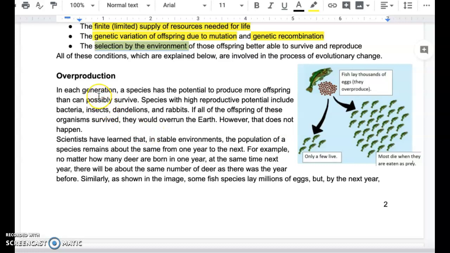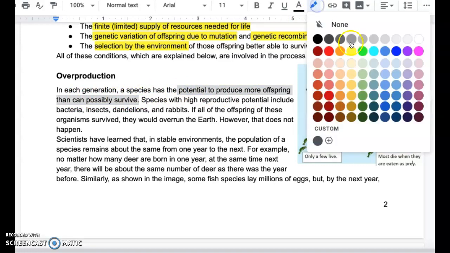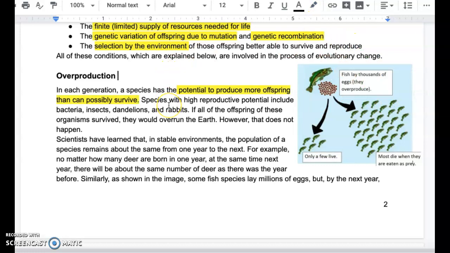Overproduction. In each generation, a species has the potential to produce more offspring than can possibly survive. Okay, I'll highlight that. Species with high reproductive potential include bacteria, insects, dandelions, and rabbits. If all the offspring these organisms produced survived, they would actually overrun the Earth. However, that doesn't actually happen.